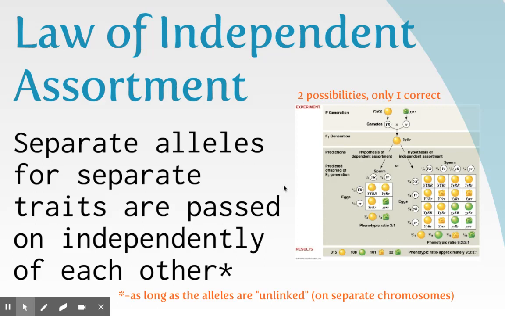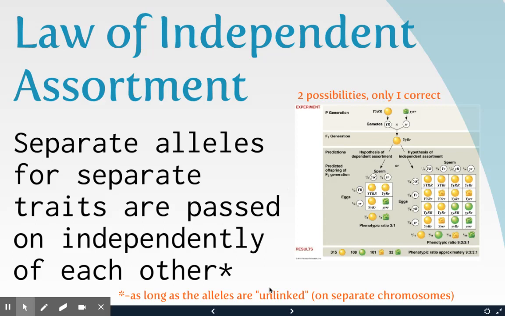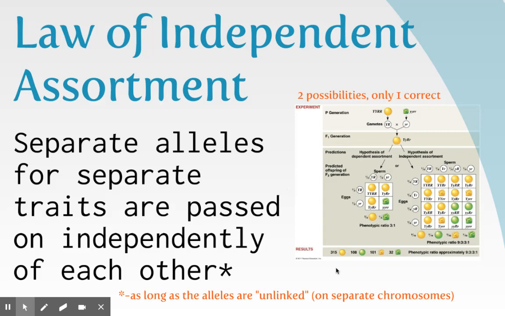So just because you have a hitchhiker's thumb does not mean you also have a widow's peak, because those traits are found on different chromosomes. And so the only time we really see two traits occur together often is when they're what we call linked. And you can kind of see down here, as long as the alleles are unlinked. If they're linked, it means that the genes are found on the same chromosome. So there's a really common example.